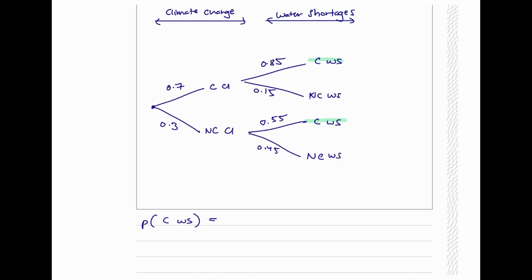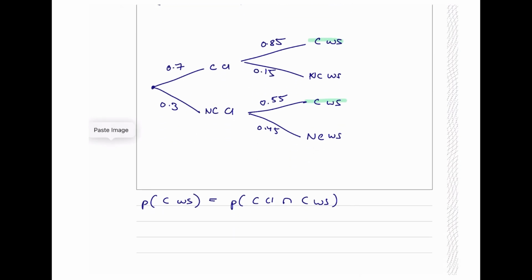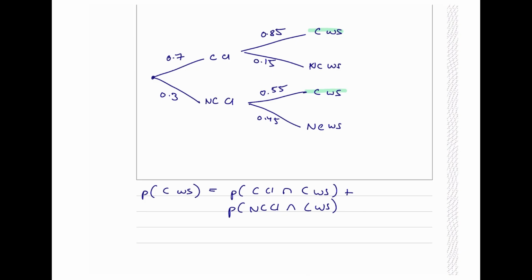So how do we do that? Well, we need to multiply across our branches, remember, so 0.7. So I'll write it out, sorry, so you get a better idea. So this is the probability that we care about climate change and we care about water shortages, summed with the probability that we don't care about climate change, but we do care about water shortages. Right, so that's our partition theorem at work again. So how do we calculate that? Well, we just multiply across the branches and sum them together.